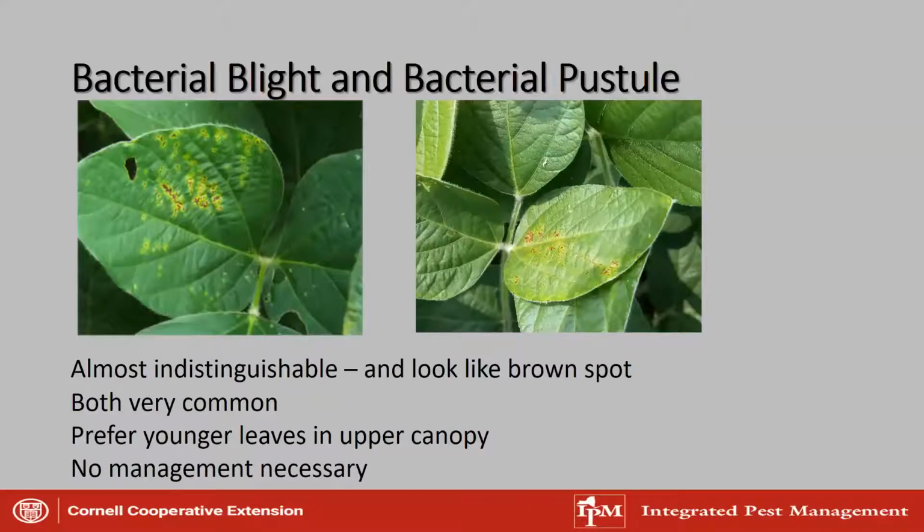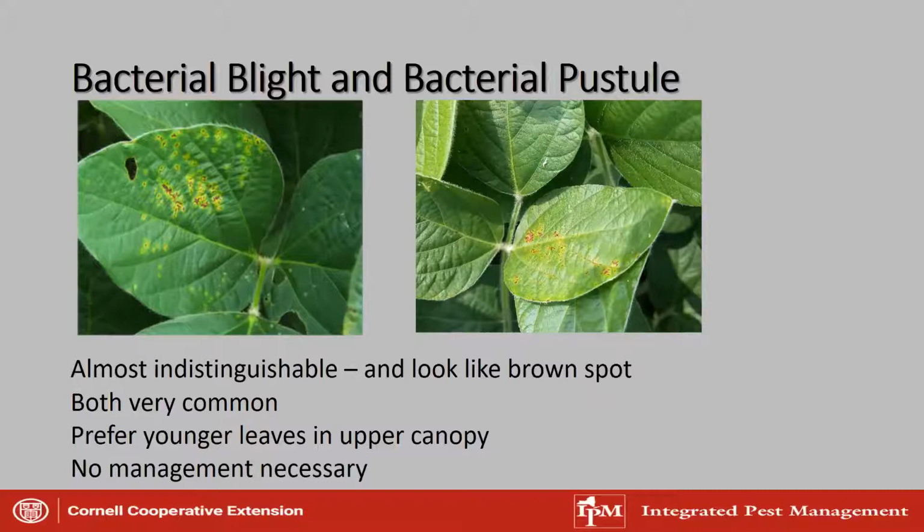And speaking of those bacterial diseases, we have both bacterial blight and bacterial pustule. And these two are extremely difficult to tell apart, even for pathologists. And you can see how much they look like Septoria brown spot. So again, just sort of irregular reddish brown lesions with some yellowish halos.